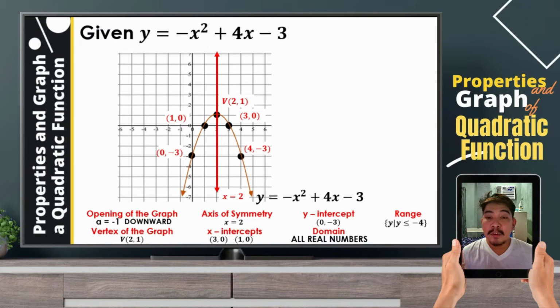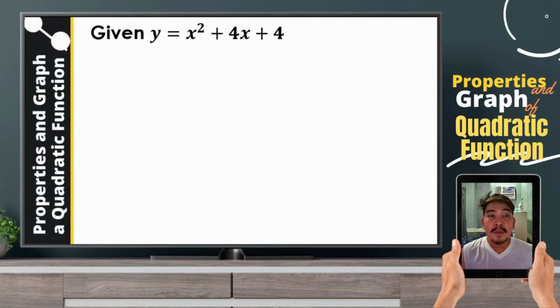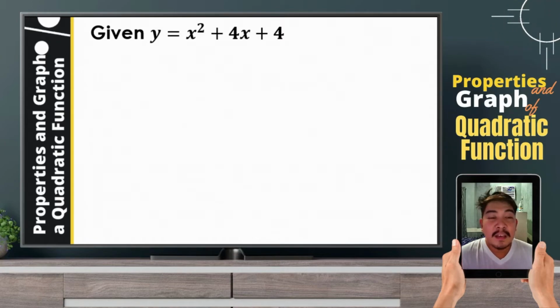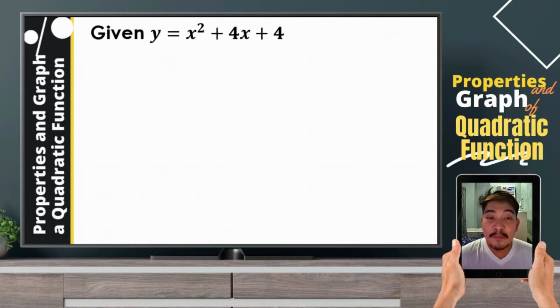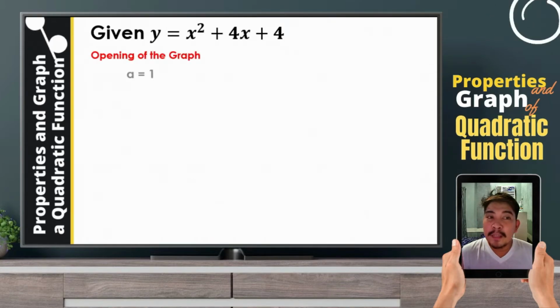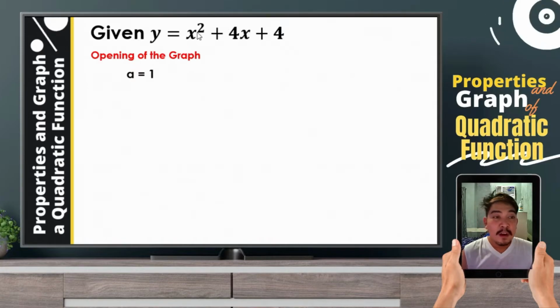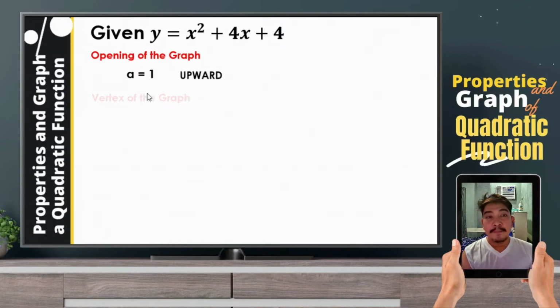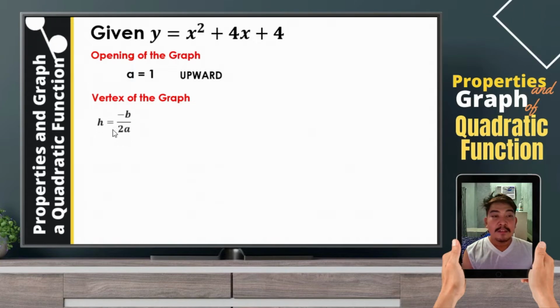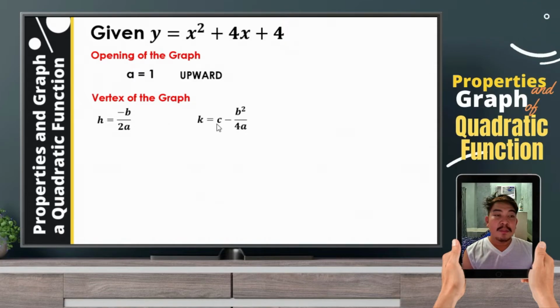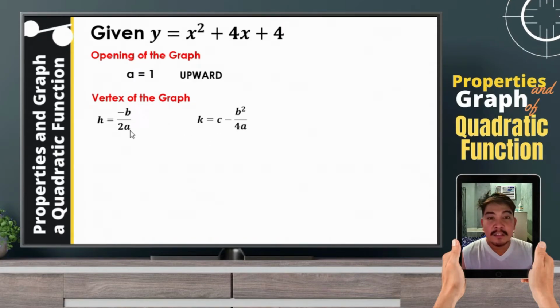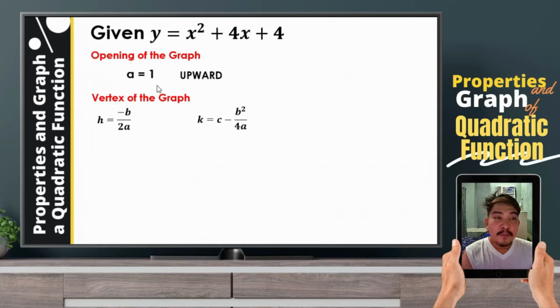So there are times that the number of points are not sufficient for us to graph the function. Like for example, when we are given a perfect square trinomial. So given y is equal to x squared plus 4x plus 4, let us try to graph and determine the properties. So for the opening of the graph, since a here is equal to 1, it opens upward. And the vertex of the graph will be h is equal to negative b over 2a, and k is equal to c minus b squared over 4a. So just a run through. The value of b is 4 and the value of a is 1.